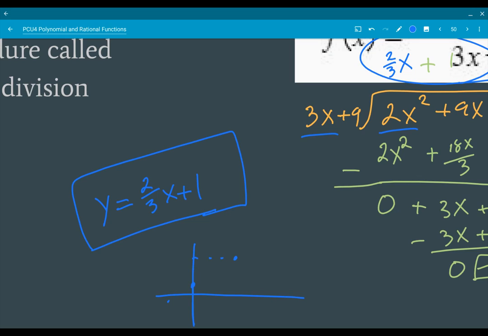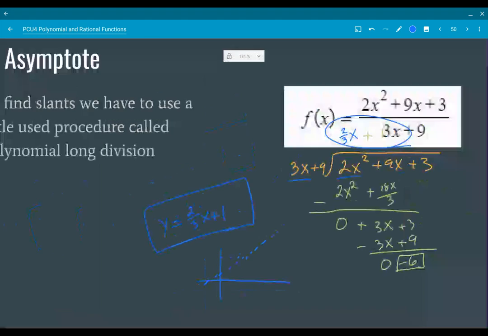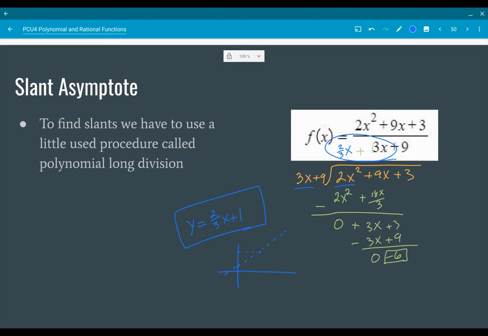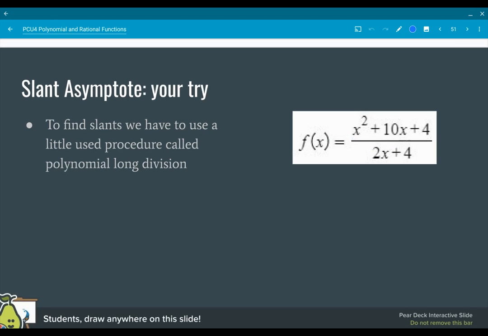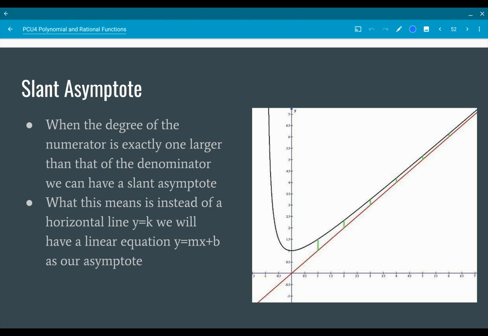Usually your asymptotes are dashed lines, and then your function does whatever it does up to that asymptote, but never crosses it, never actually touches it. So that's slant asymptote and polynomial long division. We'll go over that again, and we'll talk about it more in class.